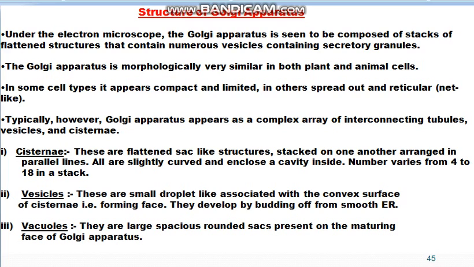Then the third form of the Golgi apparatus is in the form of vacuoles. These vacuoles are large, spacious, rounded sacs, and they are present on the maturing phase of the Golgi apparatus, which is on the other side of the forming phase. Another name for the maturing phase is the trans phase. So the Golgi complex has two phases: the forming phase and the trans phase, or maturing phase. So this is the structure of the Golgi apparatus.